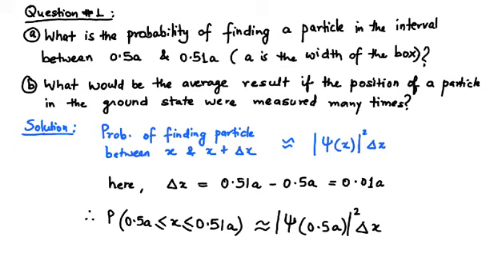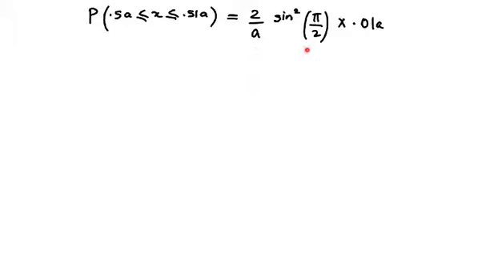Here delta x is 0.01a, therefore we can find out now the probability. Here notice that for the wave function, you will substitute the value of x. x is here the initial value of the interval. Notice here is the square of the wave function. An important point is for the ground state n will be equal to 1 because that is the lowest energy state for this.